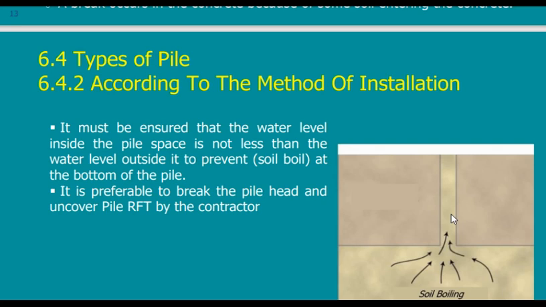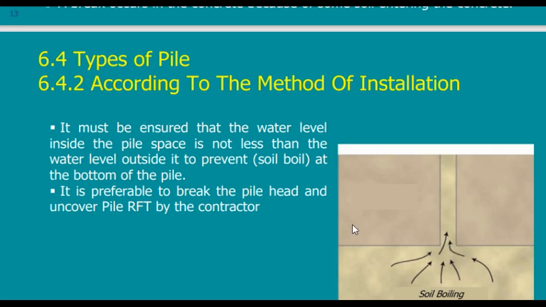So what will happen? Water will come from the higher pressure to the lower pressure. This is called the boiling of soil, or a quicksand phenomena, the same phenomena as the quicksand. Of course the quicksand is for a different reason, but it means that water here is the carrying media, not the soil, and in this case it's a failure for the pile.